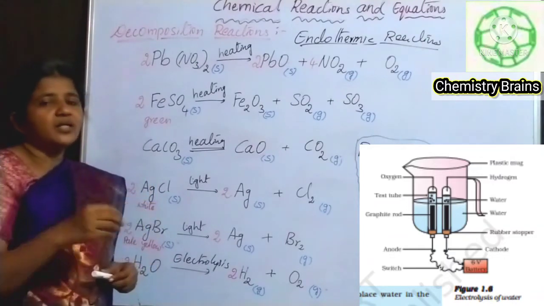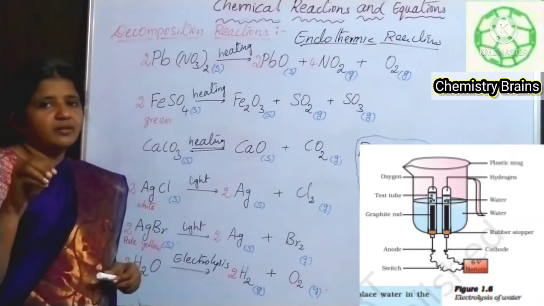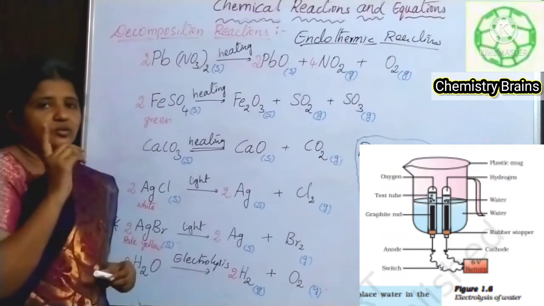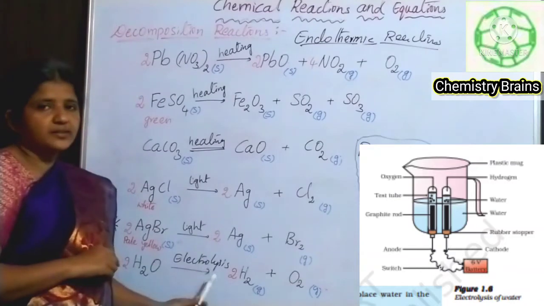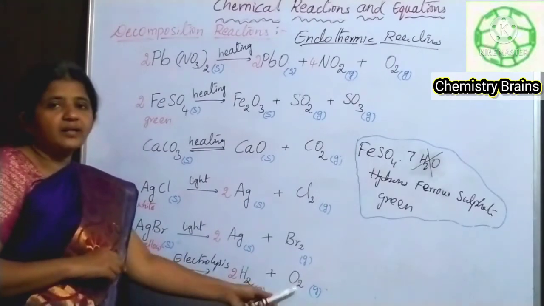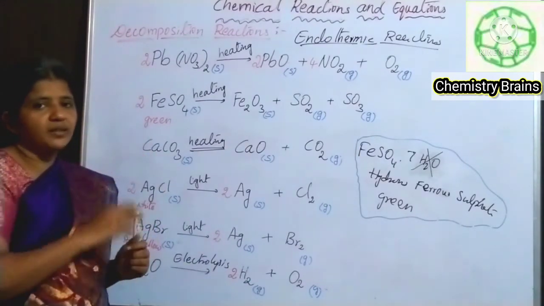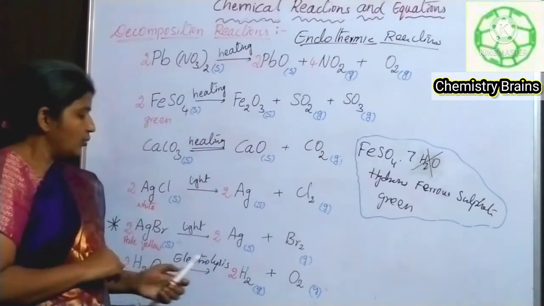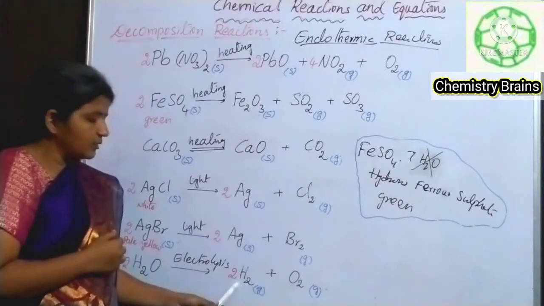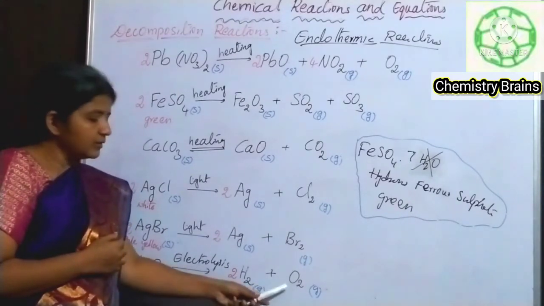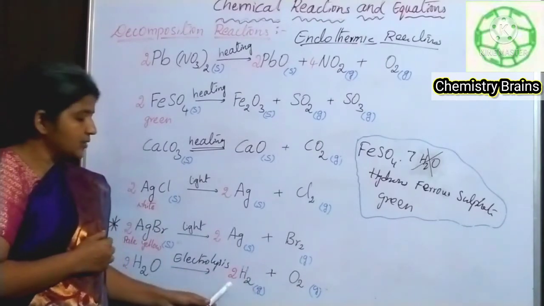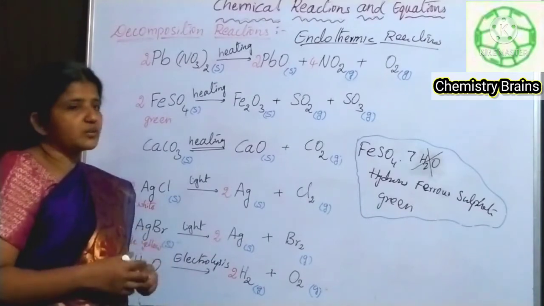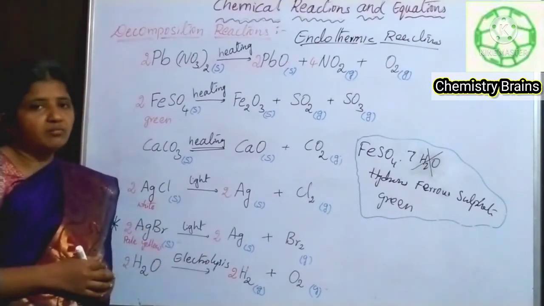After that, if you switch on the current, what will happen? The current will be supplied, and in the presence of current the water will be electrolyzed, or decomposed, to hydrogen and oxygen. In one test tube hydrogen is produced, in the other test tube oxygen is produced. We can observe that the amount of hydrogen is greater than the amount of oxygen, because in the reaction 2 moles of hydrogen and 1 mole of oxygen are produced. Okay beta, this is about electrolysis of water.